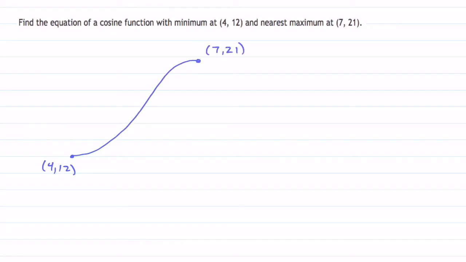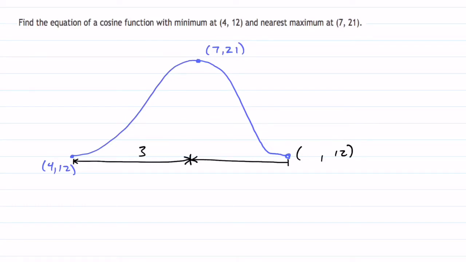So it kind of looks like a cosine curve, and then I'm going to come down to the next minimum. And I'm going to try and figure out the coordinates for that point. I know the y-coordinate is 12. Since the first minimum was at 12, the next minimum also has to be at 12. I also know however long it takes to get from the minimum to the maximum, which is 3 units, that's how long it's going to take to get from the maximum at 7 to the next minimum. So the next minimum is going to be at 10.